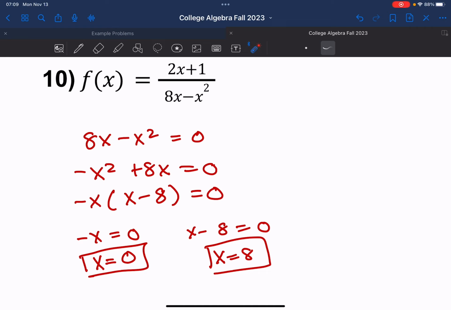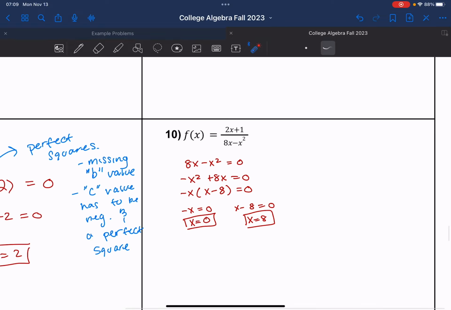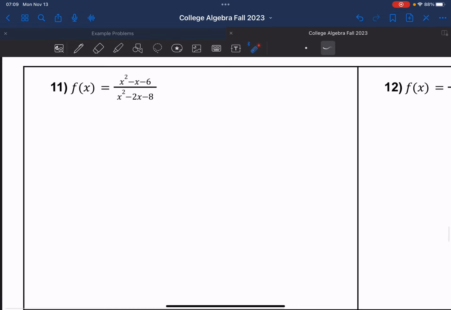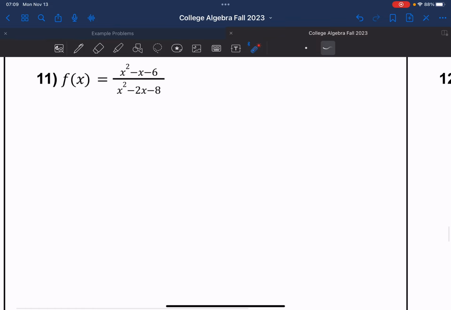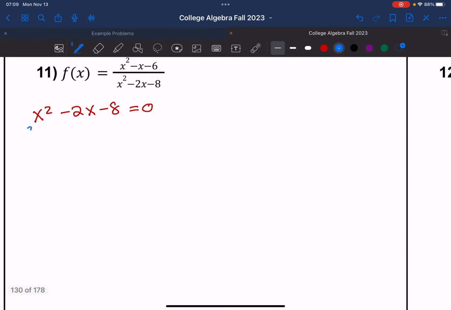Okay, let's look at number 11. Number 11, what are we setting equal to 0? The denominator. For this problem, I'm going to go ahead and use the quadratic formula to show you that either way works, but this is factorable. So if I'm using the quadratic formula, I'm labeling my A, B, and C values and writing out my formula.